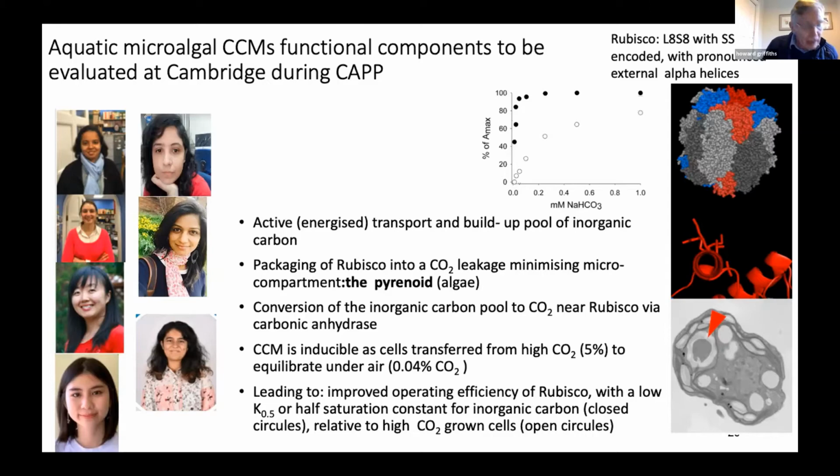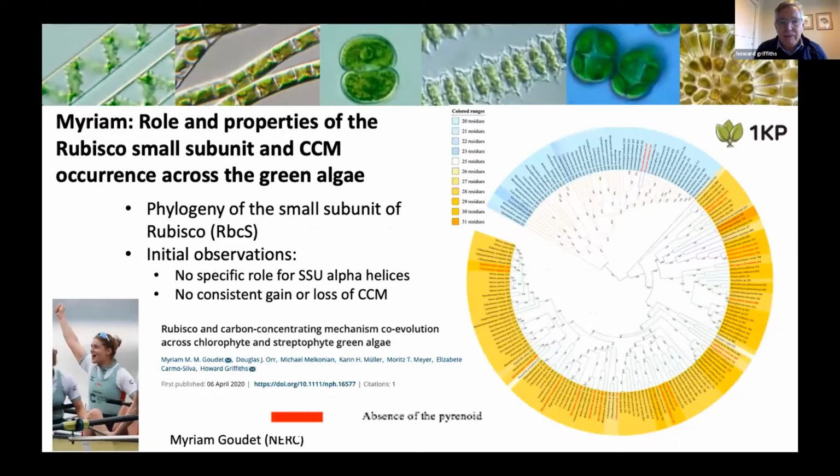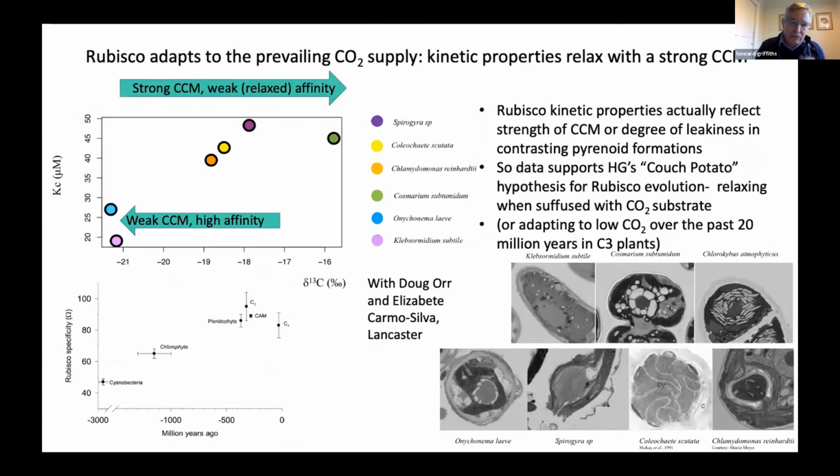This is the work that's already been published by Miriam, where, as I mentioned to Mark earlier, we've looked at the distribution of the CCM right across the green algal phylogeny. There was no role for those specific alpha helices, but nonetheless, there has been a large number of gains and some losses of the CCM across that phylogeny. And one of the things that particularly jumped out, starting very much from a Rubisco-centric frame of mind, is the work that Miriam did with Doug and Elizabeth at Lancaster, where we looked at the affinity for the purified Rubisco enzymes from contrasting members of the Charophyceae, and that showed that there seems to be a relationship between the affinity of Rubisco for CO2 and the occurrence of a CCM.